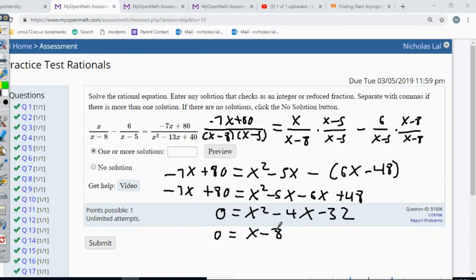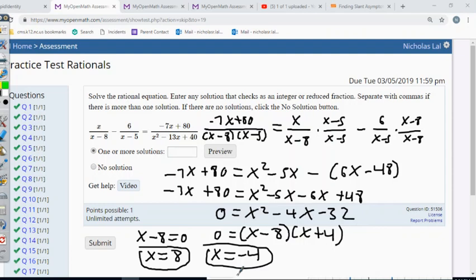x minus 8, x plus 4. So x minus 8 is equal to 0, x is equal to 8. x plus 4 is equal to 0, x is equal to negative 4.